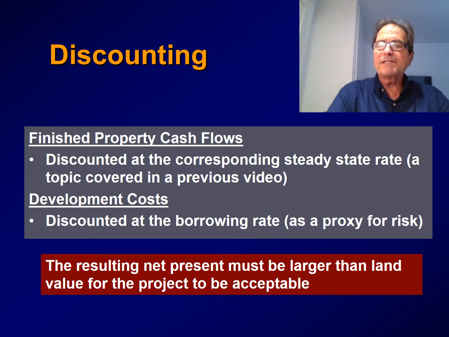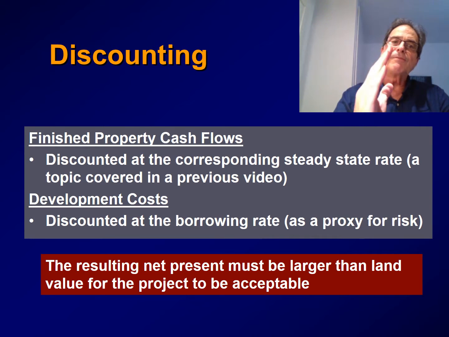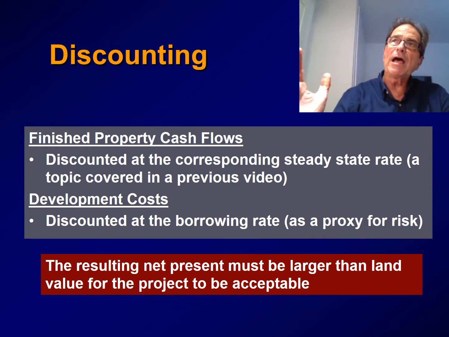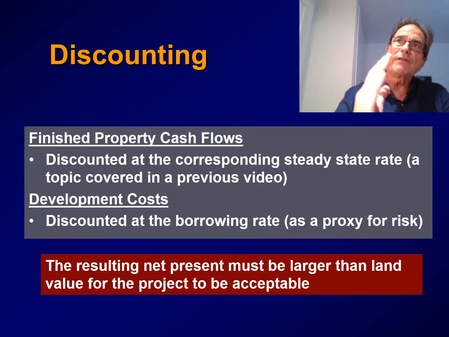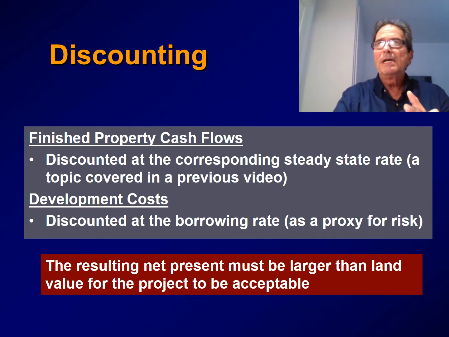The resulting net present value then must be larger than land value for the project to be acceptable. So we have the present value of the final property cash flows. This is a positive cash flow. Then we have the present value of the development cost, which is a negative cash flow. The net present value, the difference between them, must be larger than the value of the land in order for the project to be acceptable.